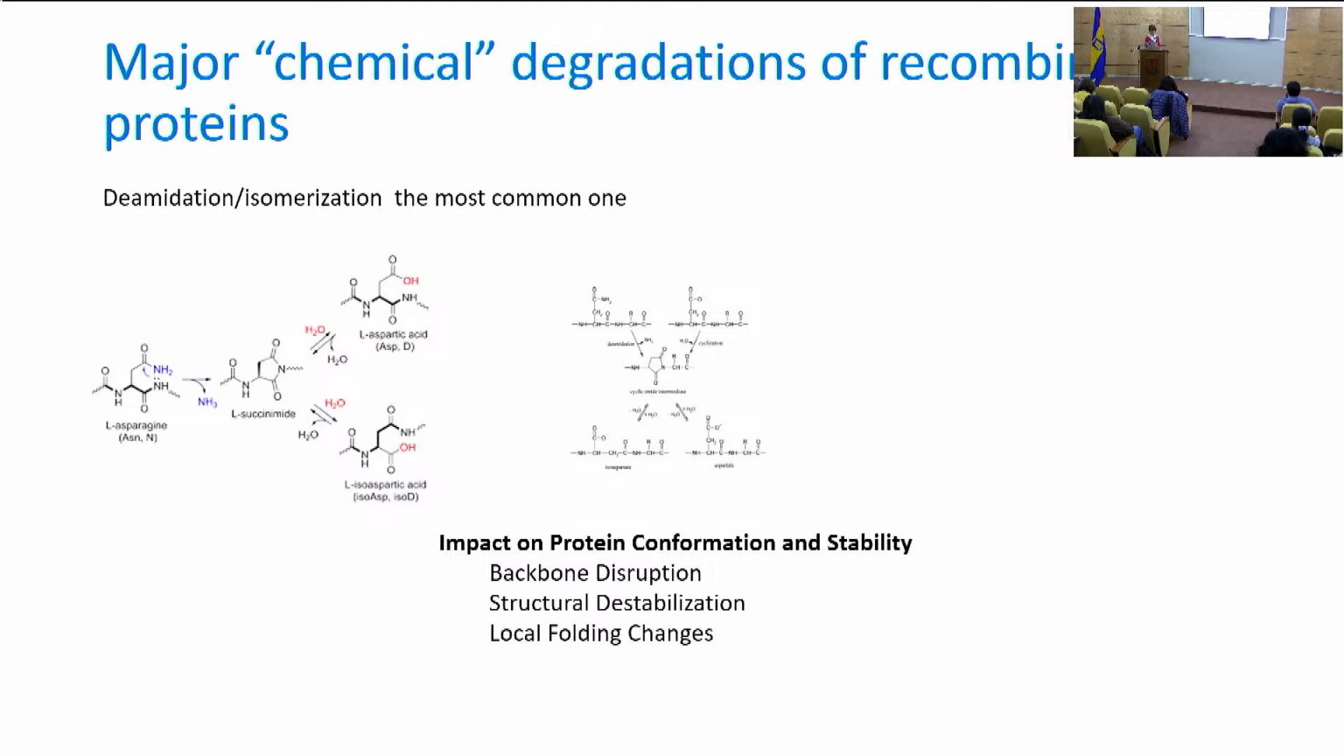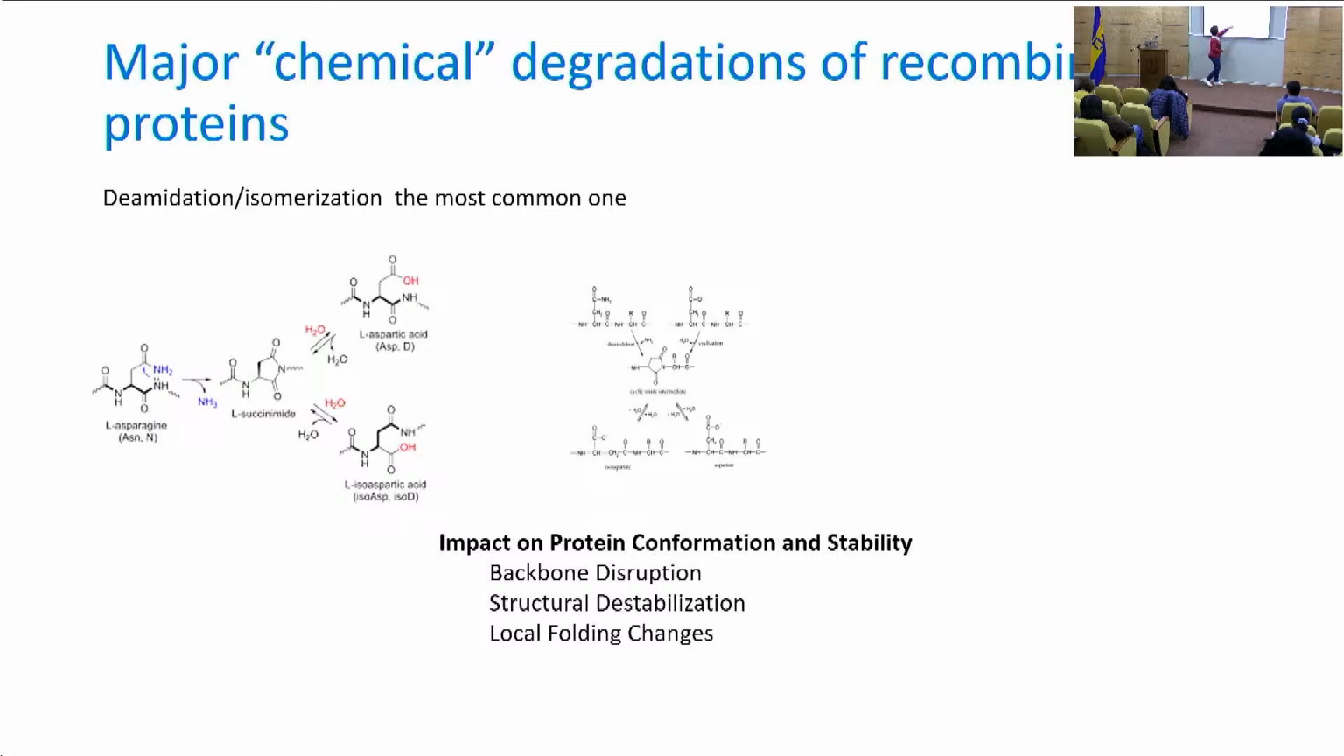So deamidation occurs at different levels. It could occur during the cell culture, so during the upstream process. It could also occur during the purification process, so downstream processing. It also could occur during formulation and during storage. So at many stages it could occur, and deamidation induces a loss of an amino group that could lead to the formation of a charge variant.